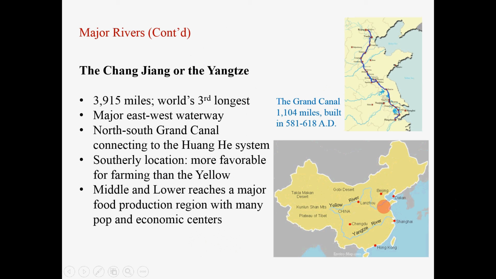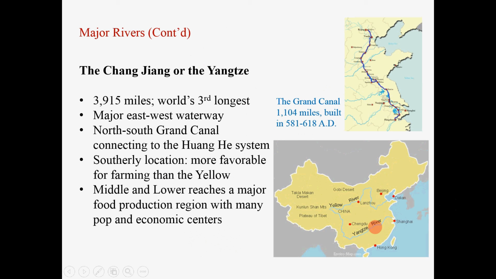But you need a north-south channel for transportation, and that's exactly what people did in ancient China. They built the Grand Canal to connect the Yangtze River Basin with the Yellow River Basin. They built this Grand Canal during the Sui dynasty, between 581 and 618, and it runs over 1,000 miles.